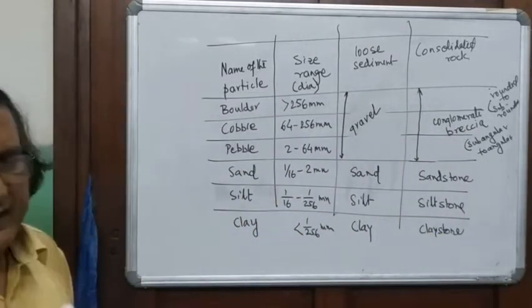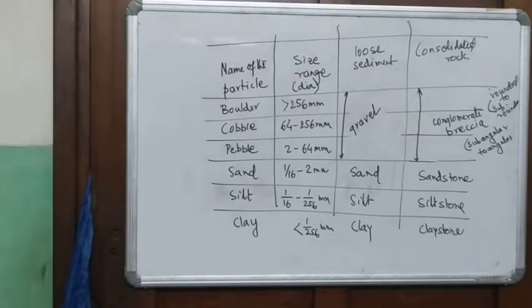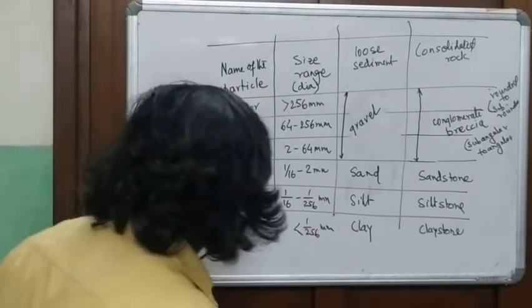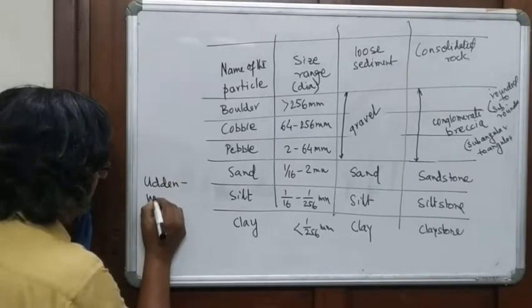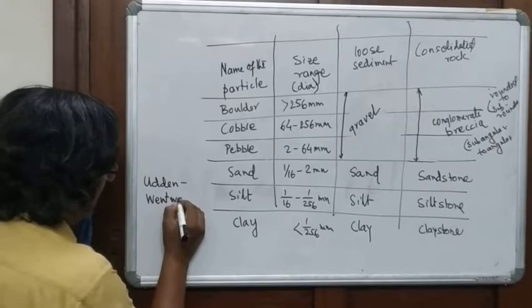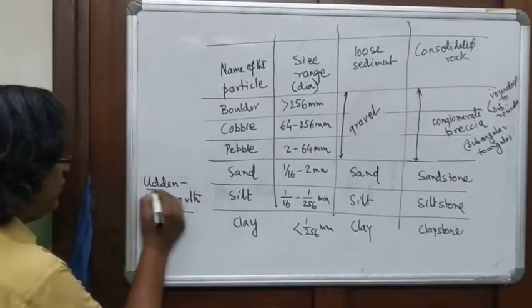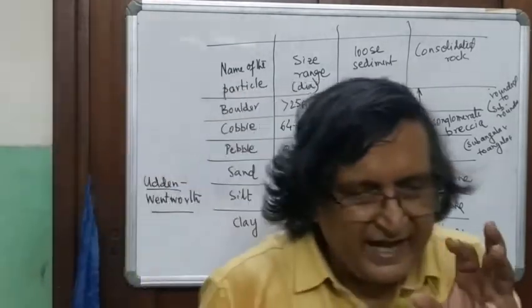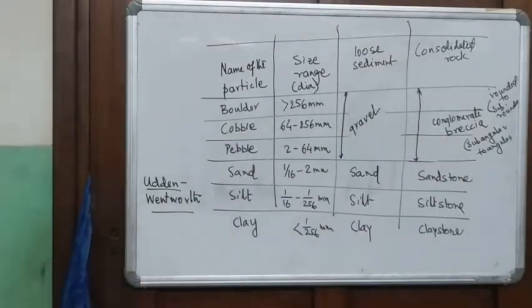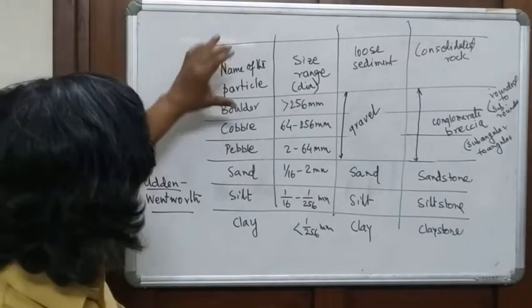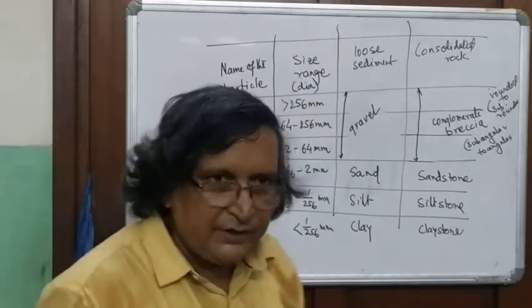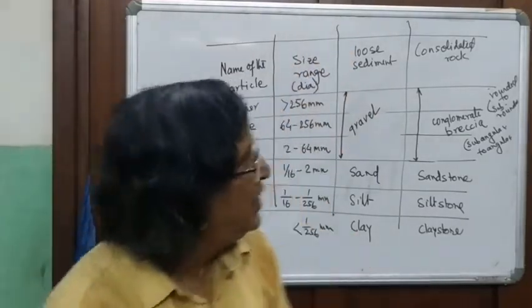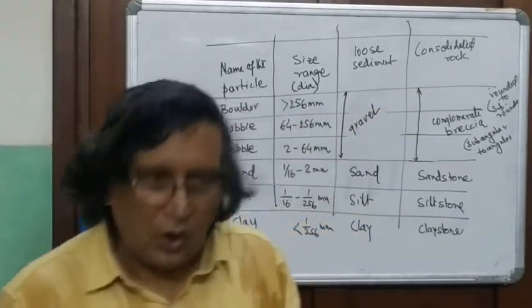Now this is a table that is used by sedimentologists the world over. The two very famous people who suggested this table are Udden and Wentworth. So this is called the Udden-Wentworth scale. It is simplified and abridged a little bit. I've not given you the full table. It's not necessary at this stage. So first is the name of the particle, then the size range, then the loose sediment, and then the consolidated rock.